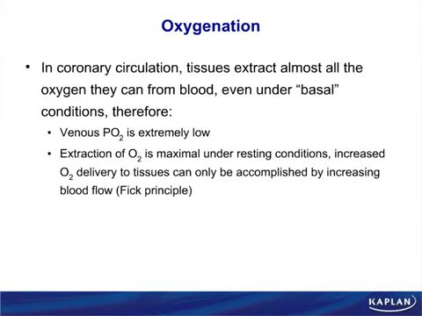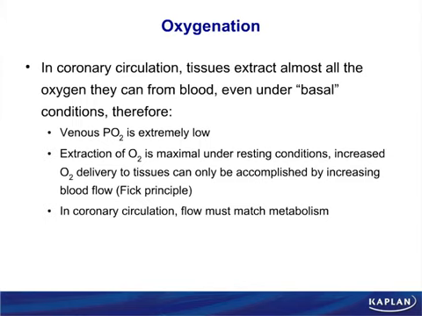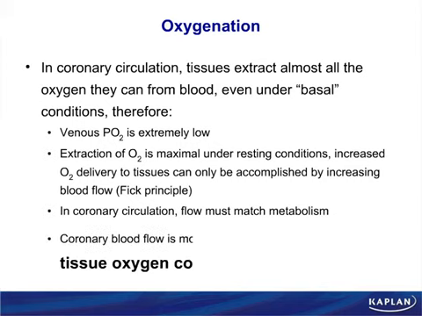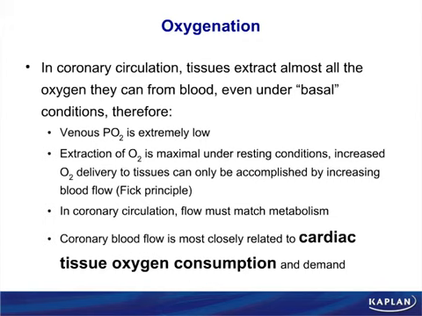It must match metabolism. The flow must match metabolism. Coronary blood flow is just tied to cardiac tissue oxygen consumption. Okay? The greater the oxygen consumption, or in other words, the greater the oxygen demand, the greater the coronary blood flow. Just put them together. You just can't separate them.